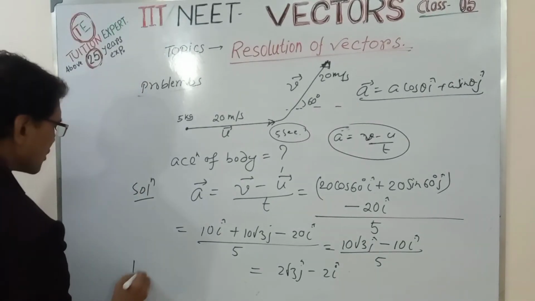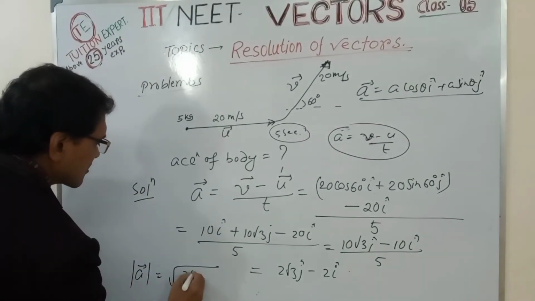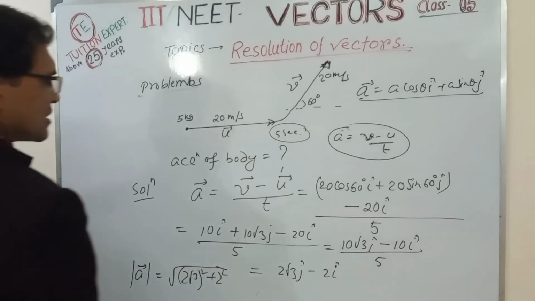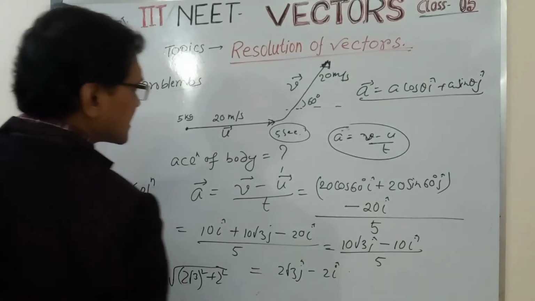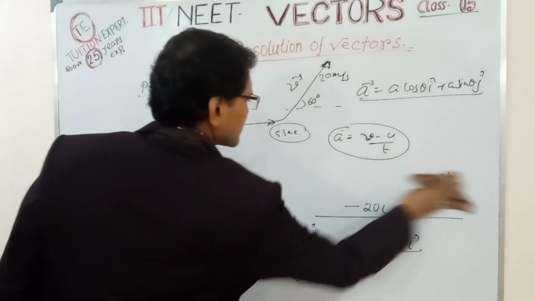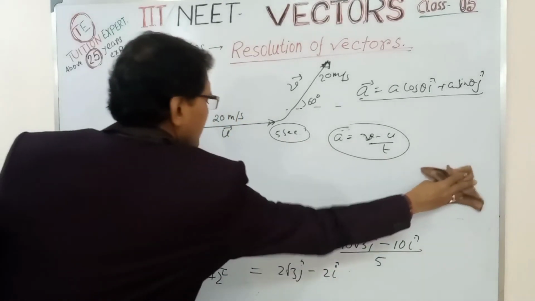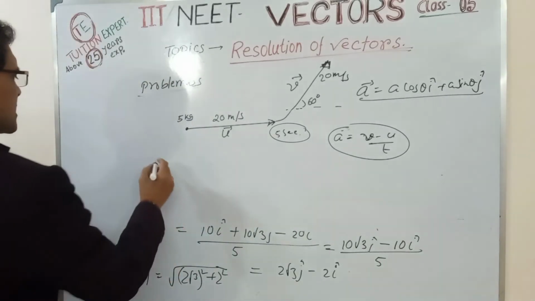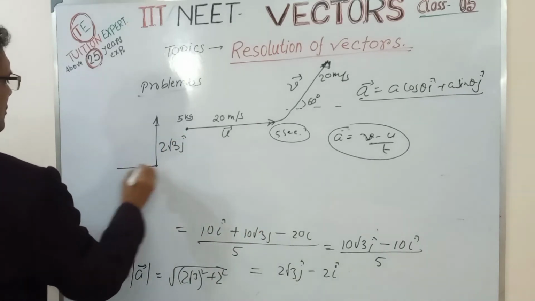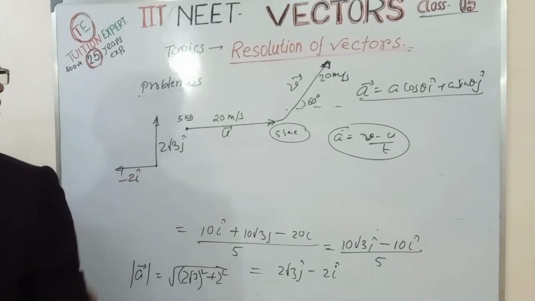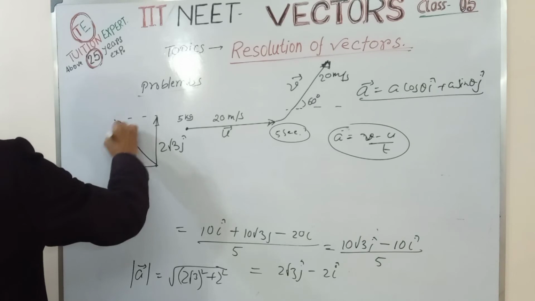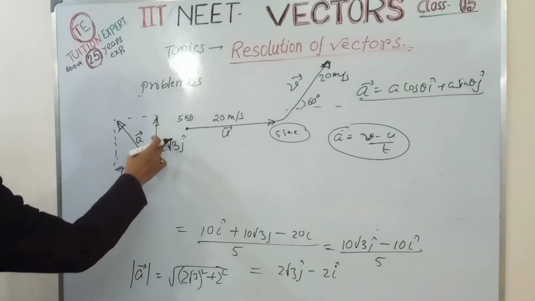Now the magnitude of the acceleration is the answer, and we also need the angle at which the acceleration is directed. The components are 2 root 3 j along this direction and minus 2i along this direction. The resultant acceleration must be along this direction, the result of this and this.